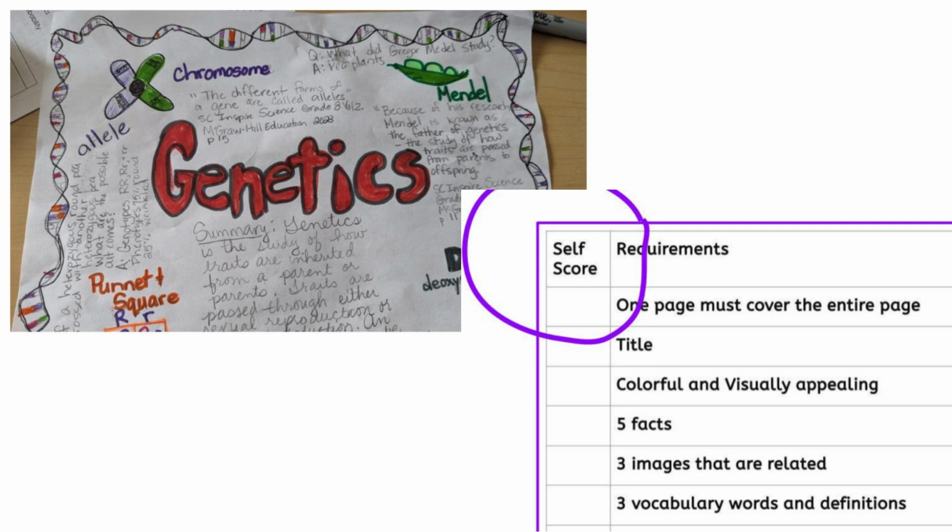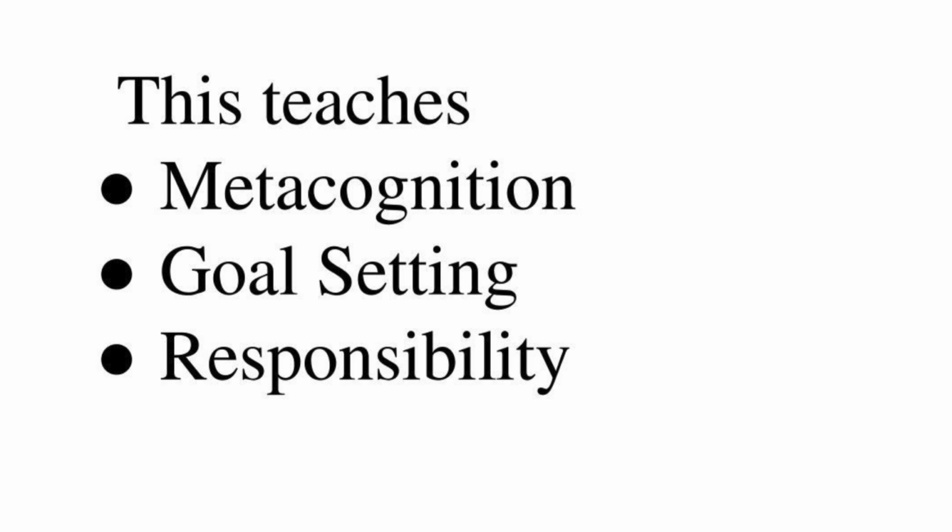So the next time you assign a project, why don't you pair it with a rubric or checklist? Give the kids a spot to grade themselves and then leave another space for the teachers. I like to practice with the students, so I'd show them what a one-pager should look like, and then we'd go over, do you agree? Is it covered the entire page? So I would just continue to model that and use that self-reflection. It helps them with metacognition, goal setting, and responsibility.